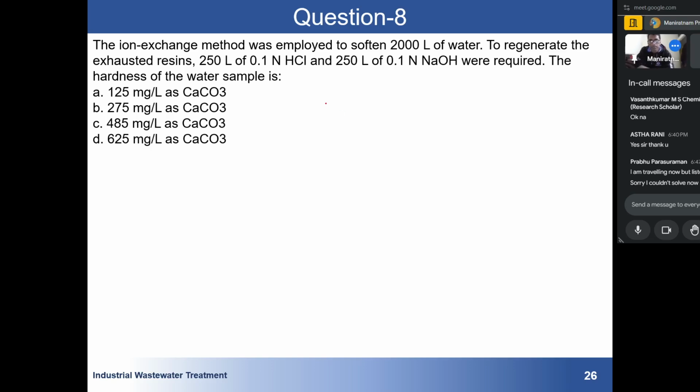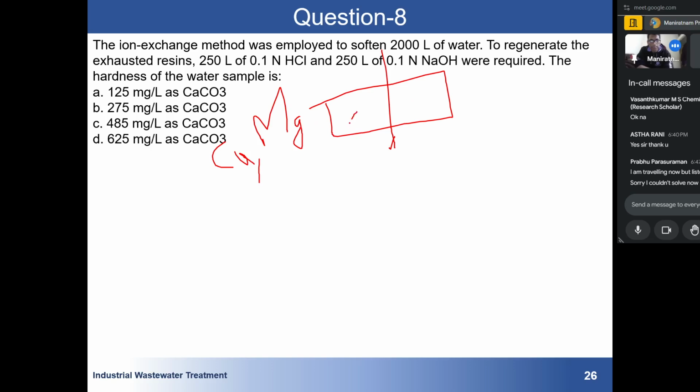What has happened is that there was one resin, and as we are talking about hardness, the water must have calcium and magnesium. So calcium and magnesium contaminated water is passed, and obviously there will be exchange, and this calcium and magnesium will get trapped in this resin. Now we want to use this resin again for further treatment. Then we have to clean this resin, or the technical term is regenerate.